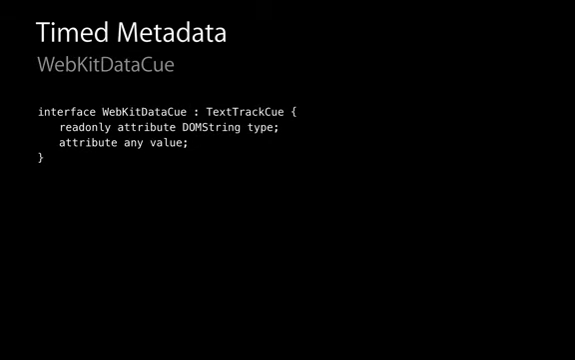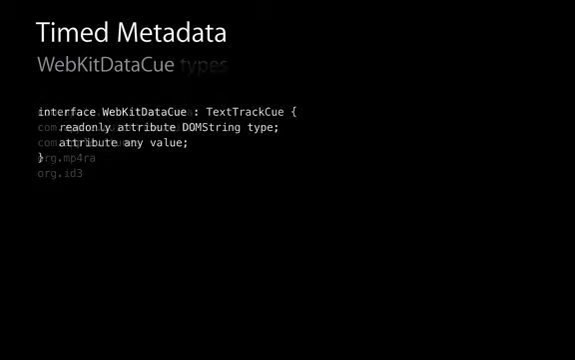Now, a WebKit data cue is a subclass of a text track cue. Because this interface is experimental, it has a WebKit prefix. So this is not in the HTML5 spec yet, so be prepared for this interface to change. That said, we're pushing to get these proposed changes into the spec soon. So each cue will have a type property, which allows you to interpret the value property correctly.